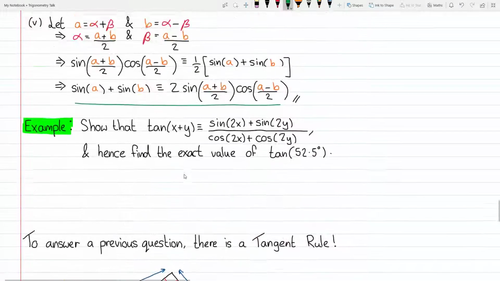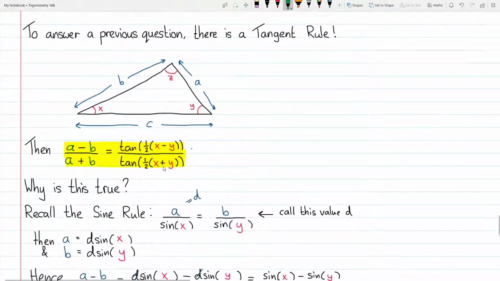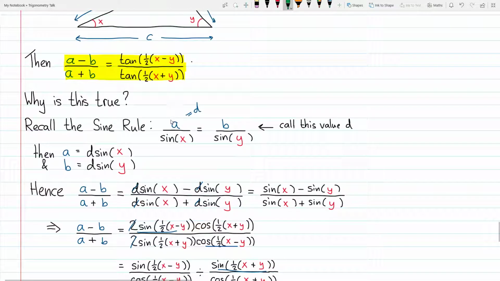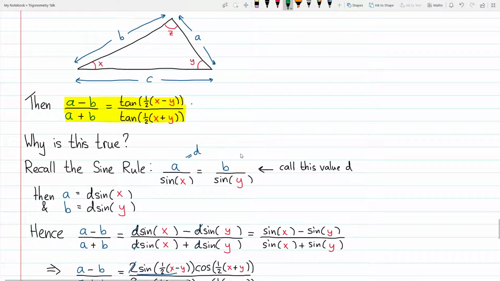And we can actually use this machinery about the product sum identities to prove this tangent law, the tangent rule. And we do it with the sine law. The sine law says that this identity holds, so we have this triangle. We know that this side divided by sine of x is the same as this side divided by sine of y. I'm going to call this value d, so d is equal to this, and d is also equal to this by transitivity.